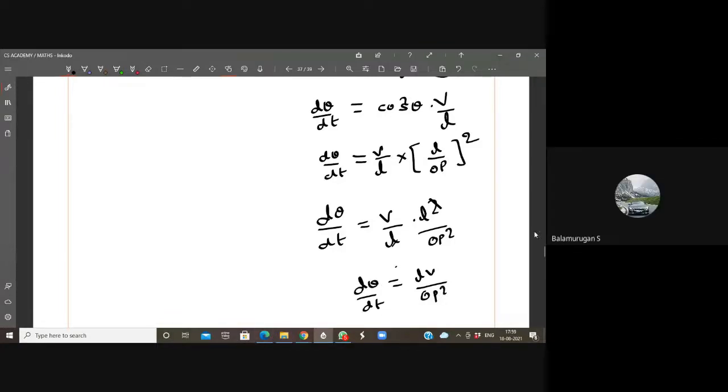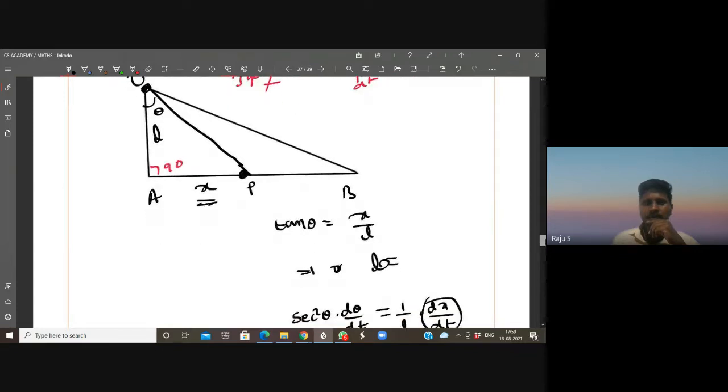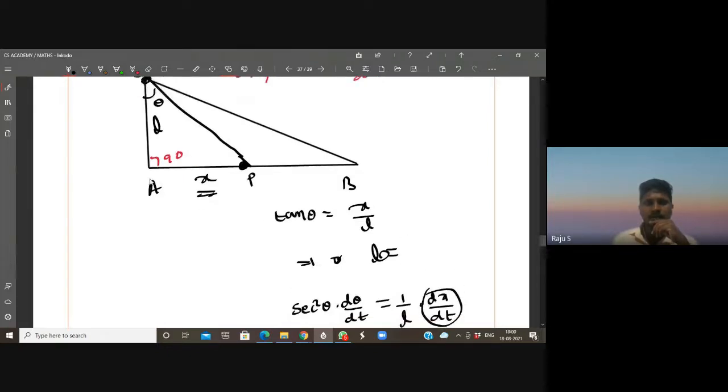Second option. So clearly here they have given a triangle. There is a perpendicular line O2, it will intersect at A. They have given the distance as L. I am taking this distance X. X is changing, the velocity is changing.